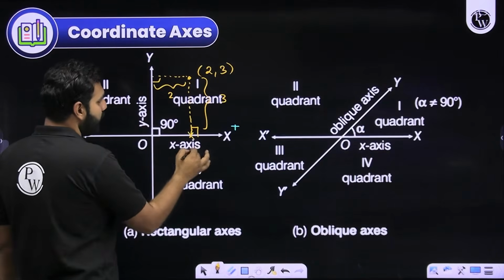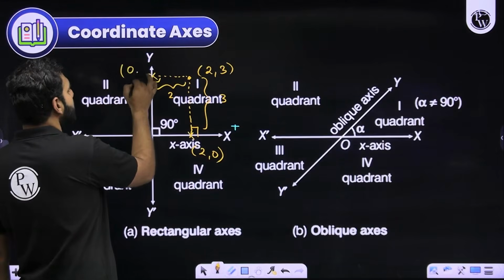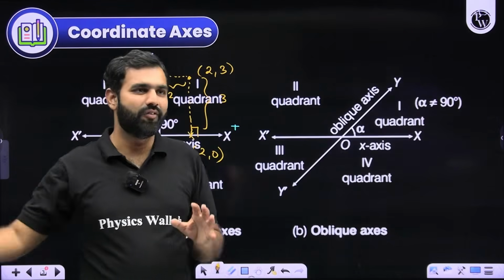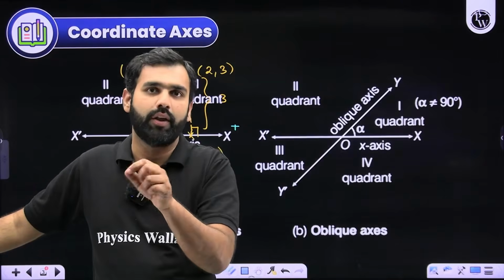Why? Because this point over here is going to be nothing but (2, 0), and this point over here is going to be nothing but (0, 3). So always remember, whichever point you plot in the first quadrant is going to have its x coordinate and y coordinate both positive.